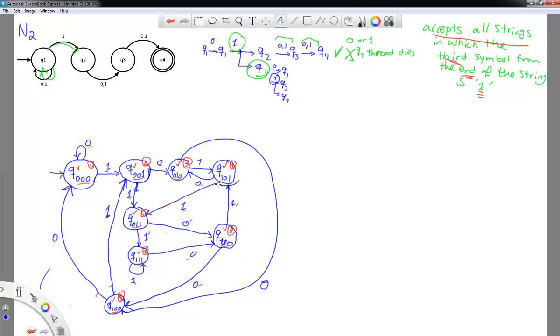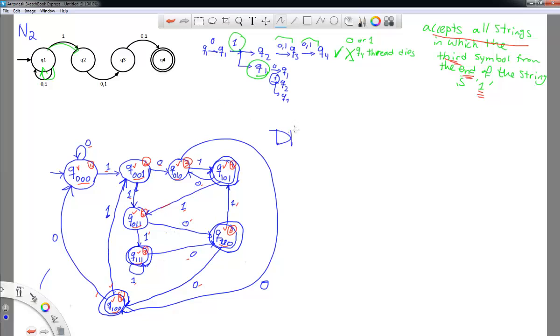So Q101 is an accept state. Q111 is an accept state. Q110 is an accept state. And Q11100 is an accept state. All of the states where the third symbol is a 1 are going to be accept states. So I have 4 accept states, 1, 2, 3, and 4.